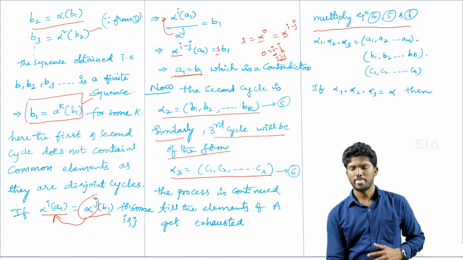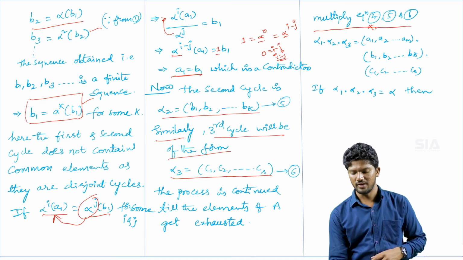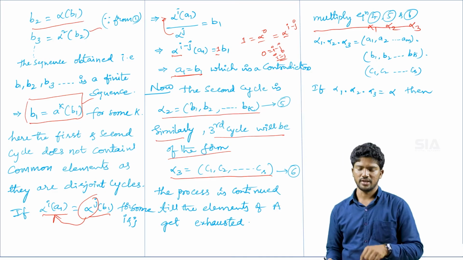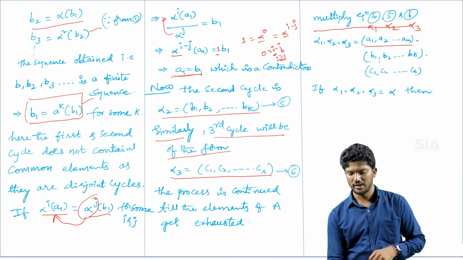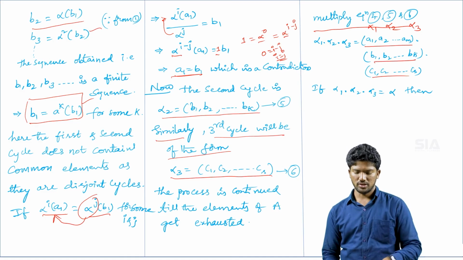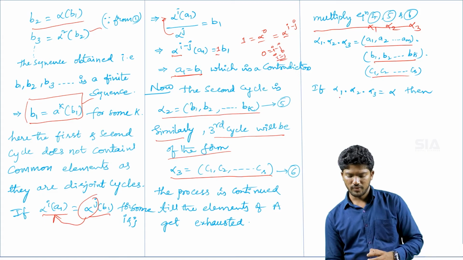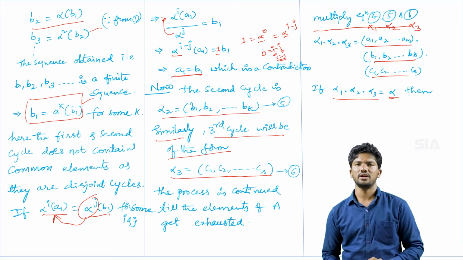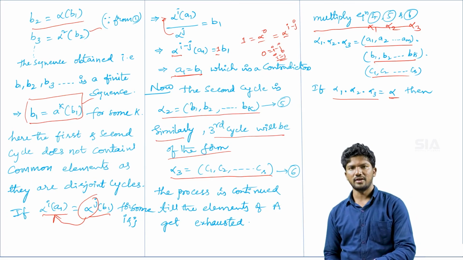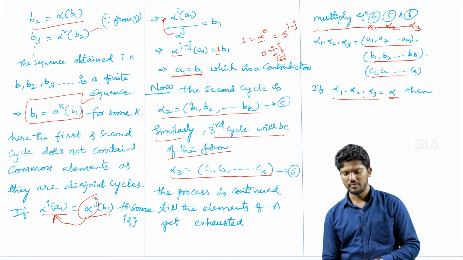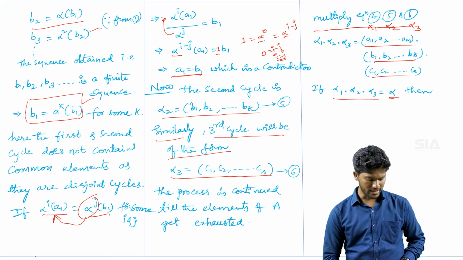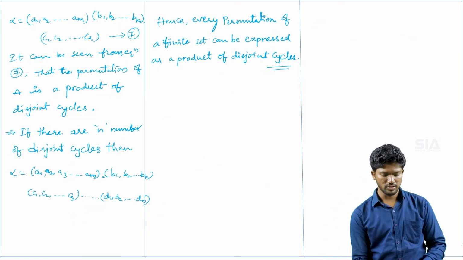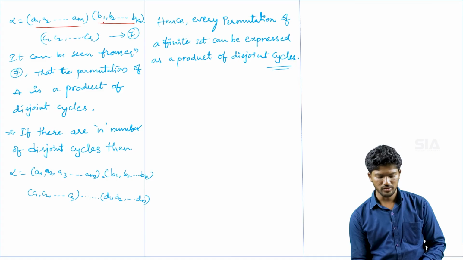Multiplying equations 4, 5, 6. What is equation 4? Alpha 1. Equation 5, alpha 2. Equation 6, alpha 3. So if you multiply them, alpha 1, alpha 2, alpha 3, the product of these three cycles, is equal to alpha. What is that alpha? Alpha is the permutation. In that permutation only these cycles exist. Therefore alpha is equal to alpha 1, alpha 2, alpha 3.